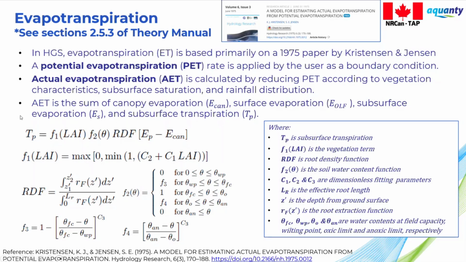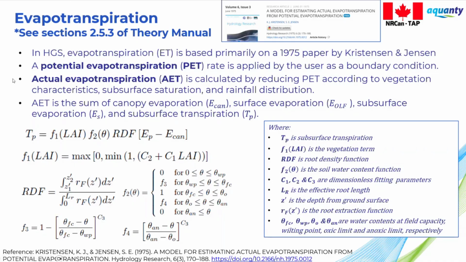And finally, evapotranspiration. So just quickly, the ET process in HGS is based on a 1975 paper by Christensen and Jensen. It's a fully distributed ET in 3 dimensions. The way it works is you'll apply a PET rate as a boundary condition to your model. This PET rate is typically calculated externally as the total potential for evapotranspiration based on factors like land use classification and that type of thing.